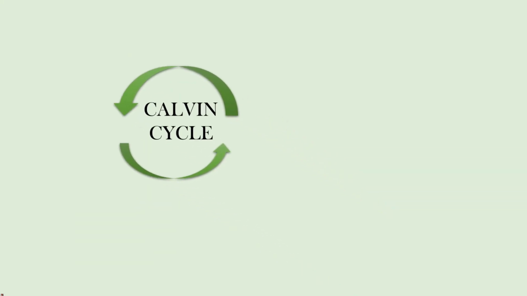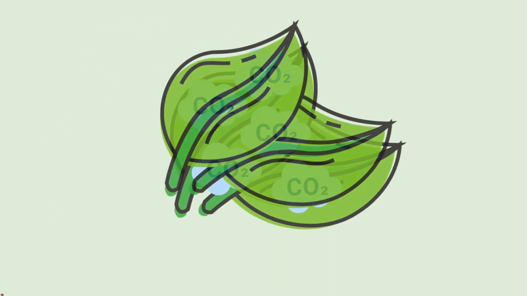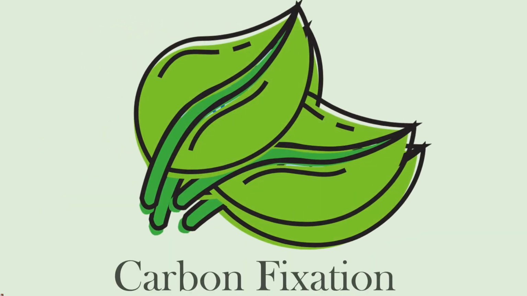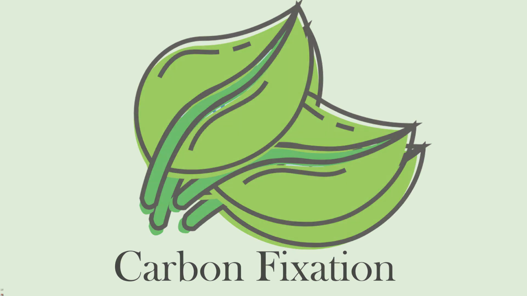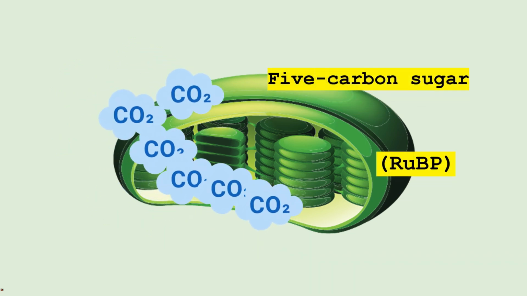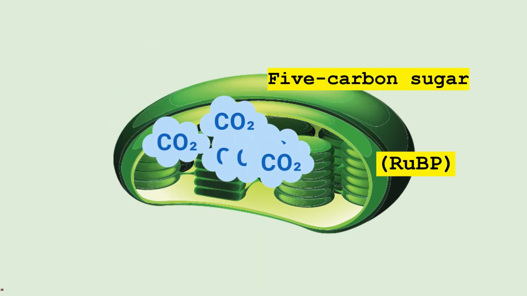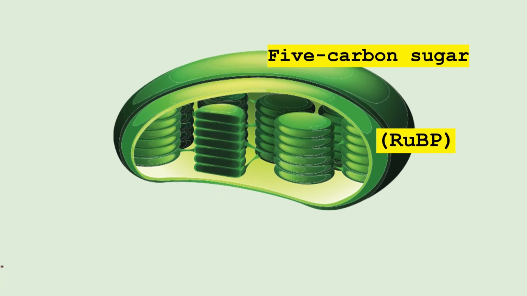The Calvin cycle has three stages. In stage 1, the carbon dioxide is acquired and the plants utilize the Calvin cycle for carbon fixation. The process starts with the carbon dioxide diffusing into the stroma of chloroplasts and combining with a 5-carbon sugar.